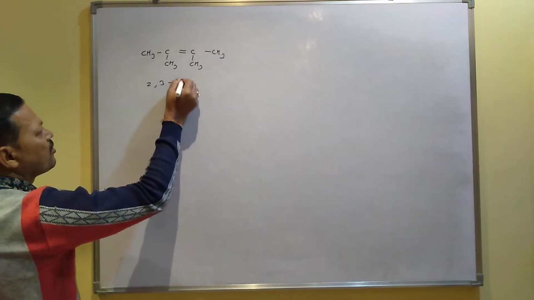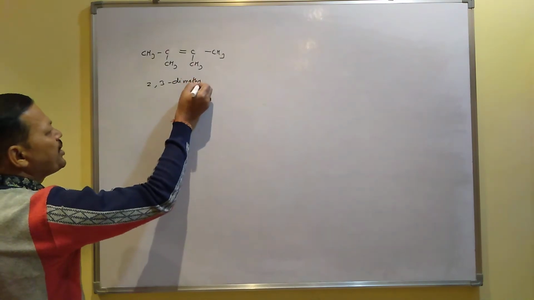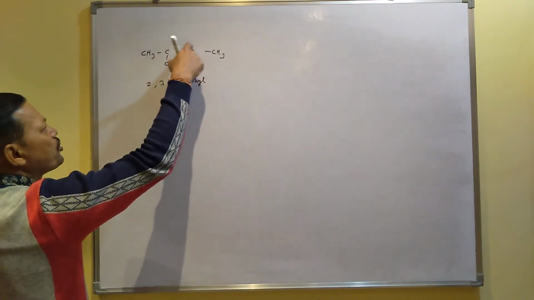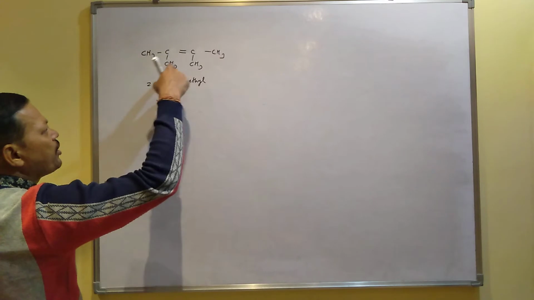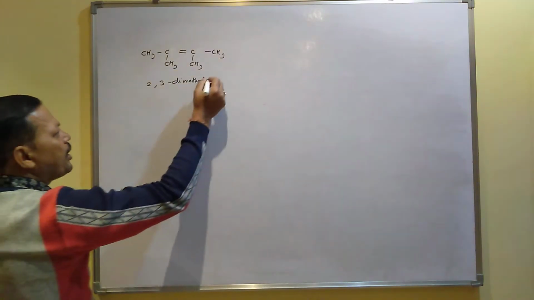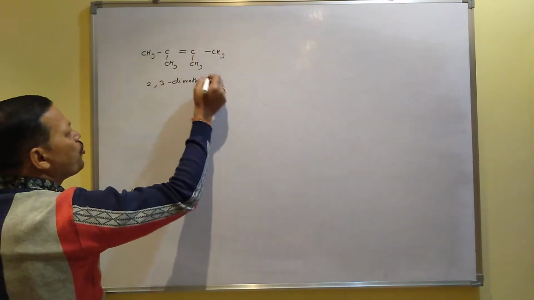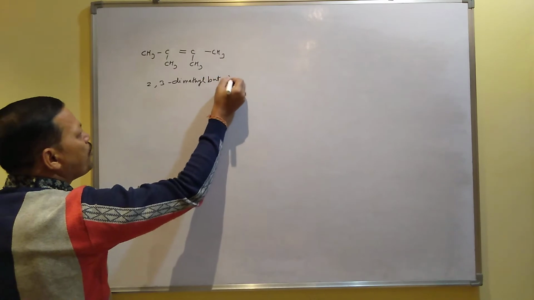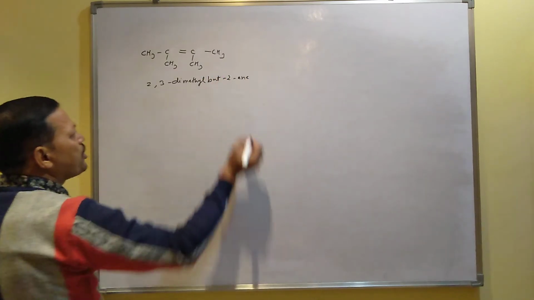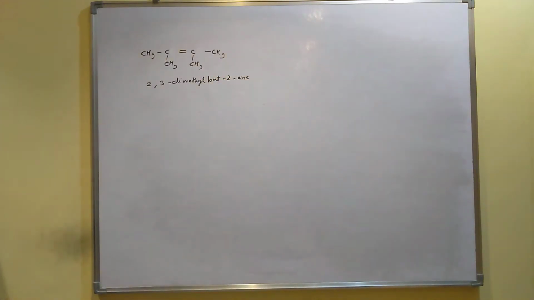2,3 dimethyl 1, 2, 3, 4. 2, 3 contain 2 methyl groups, that's why 2, 3 dimethyl. And in the numbering you will get 4 carbons, that's why but-. And the double bond is present in the second carbon, that's why it is called 2, 3 dimethyl butene.